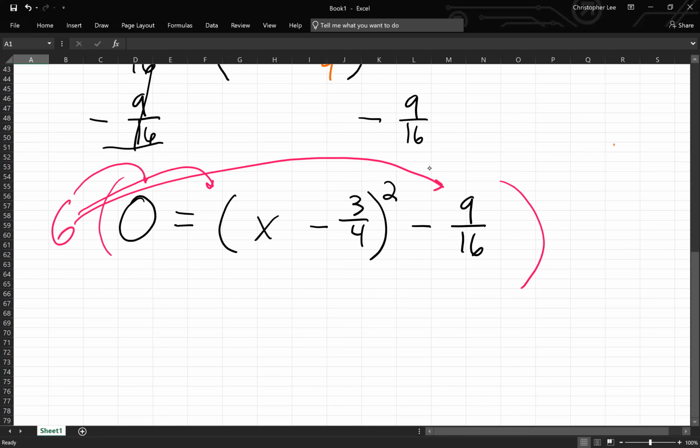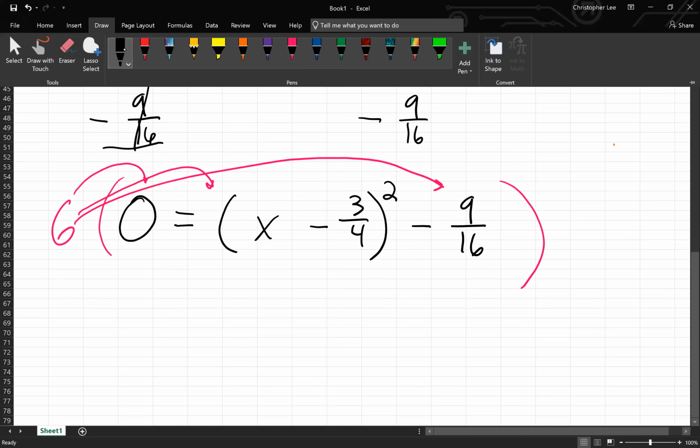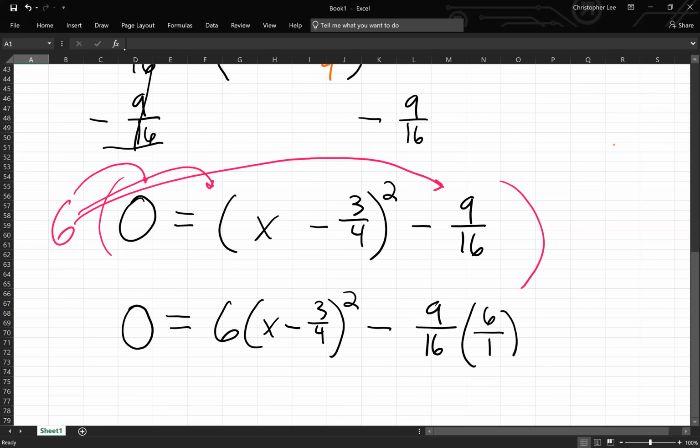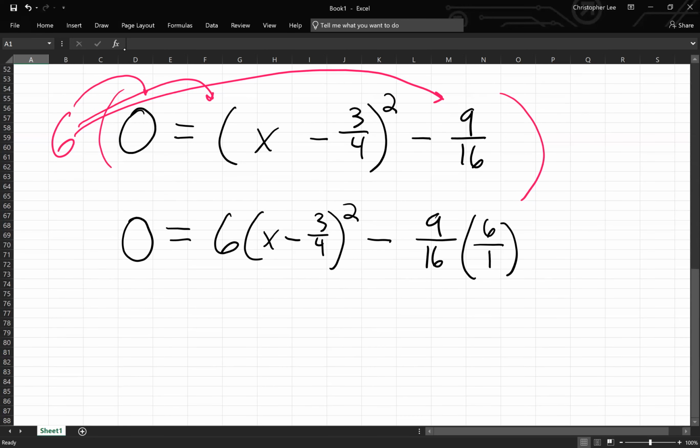So 6 times 0, what is that again? 0, makes sense. And then this is equal to 6 times the x minus 3/4 squared minus the 9/16 times 6/1. And then we're gonna multiply this. I gotta do some tricky stuff because y'all know I'm not that good at math. So this is gonna be 8, this is gonna be 3. I'm just dividing it by 2. I think that's all I could do.